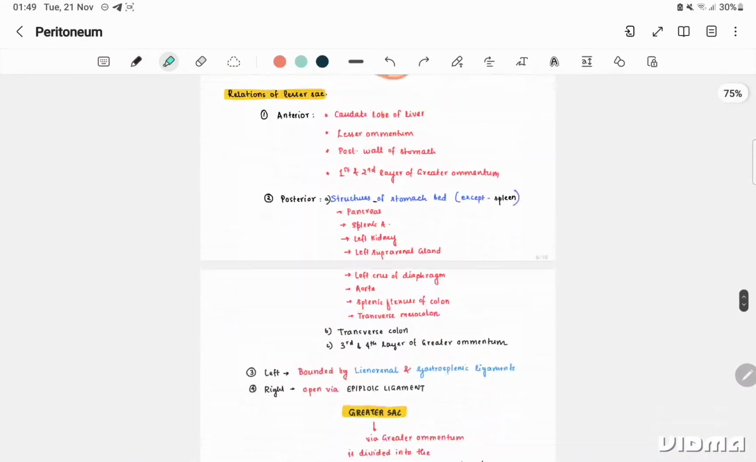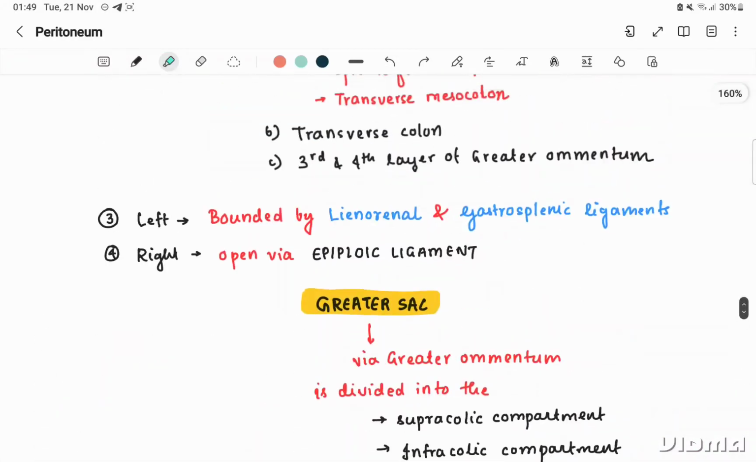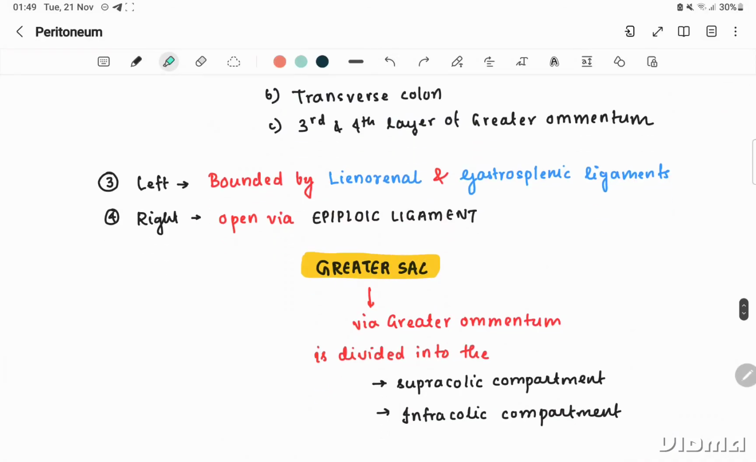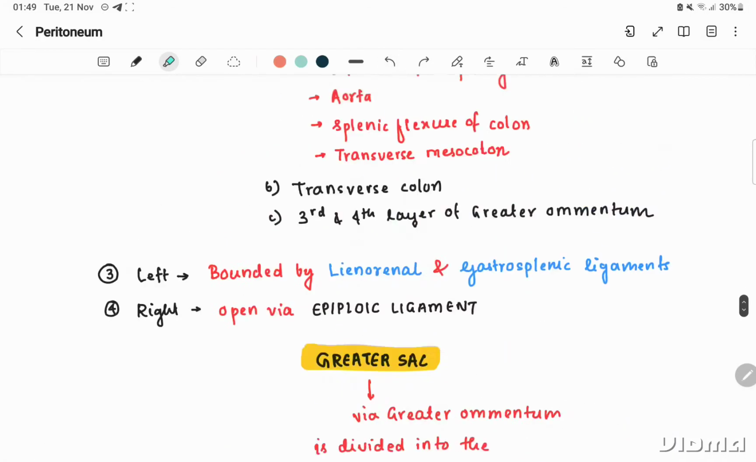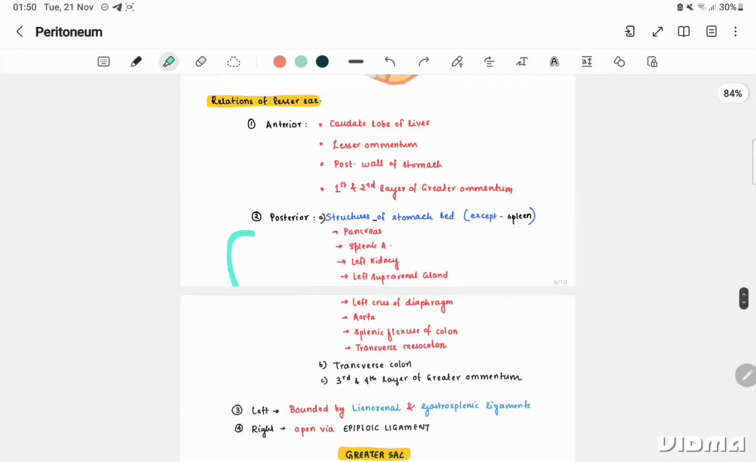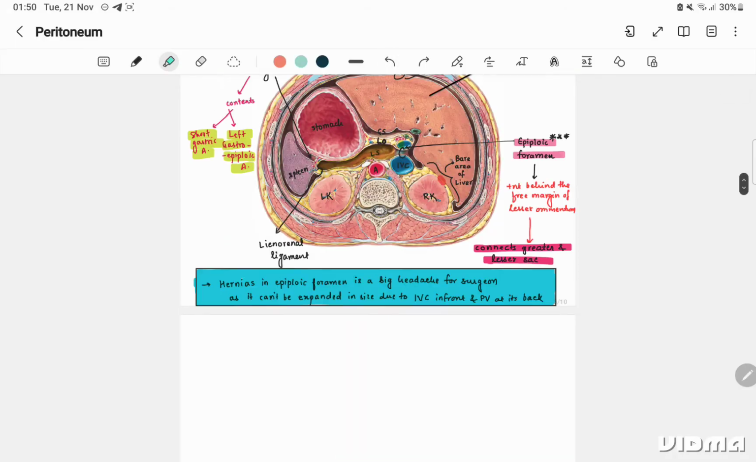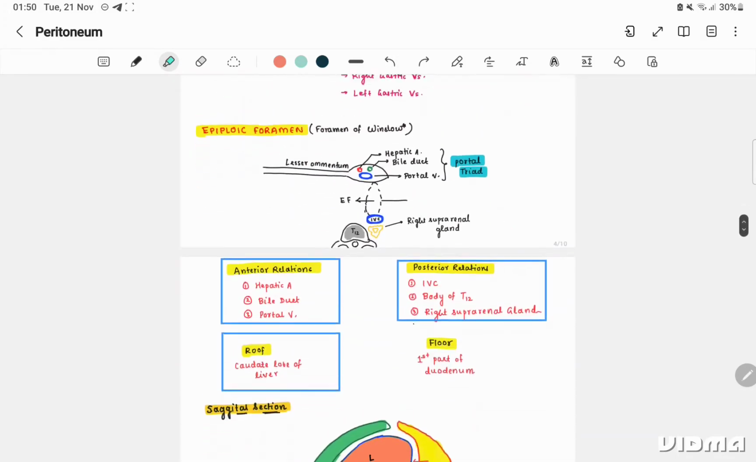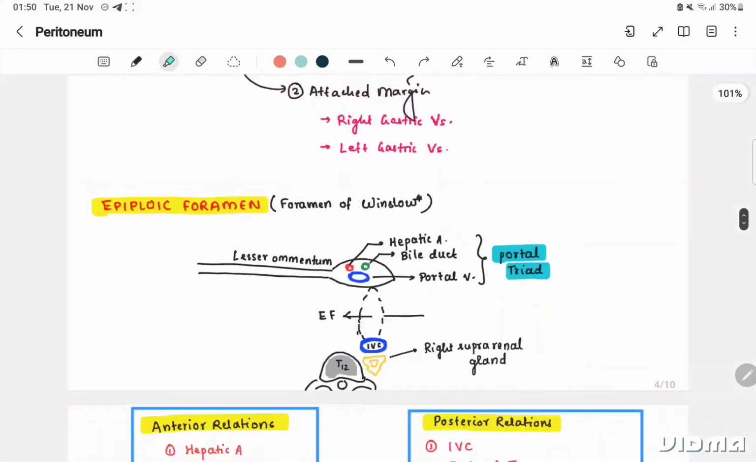So you understood all the structures. Left is bounded by your lienorenal and gastrosplenic ligament, and right is open by your epiploic foramen. And for posterior relations, we just have to see the structures of the stomach bed. We'll see them once we discuss the stomach.